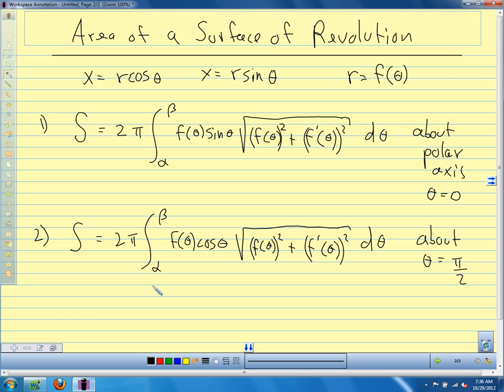So, questions on our expressions, on our formulas? These are direct extensions of what we've done before.